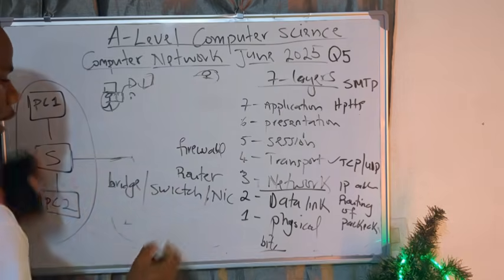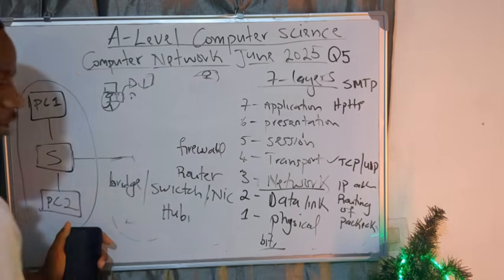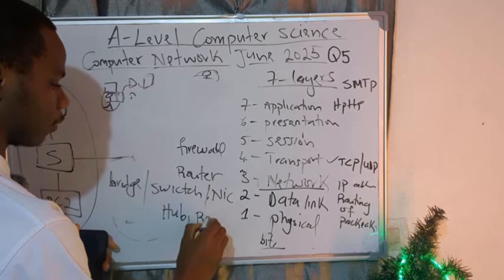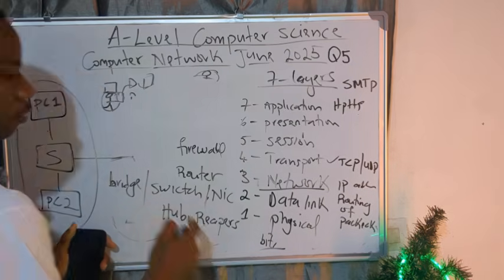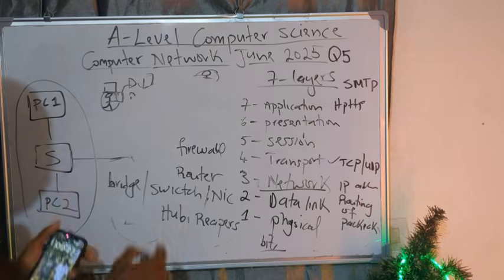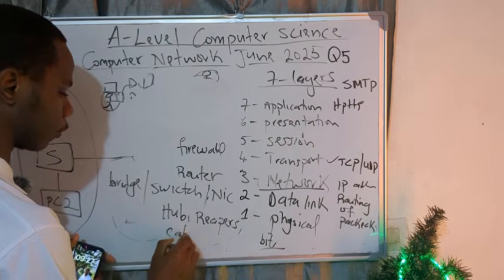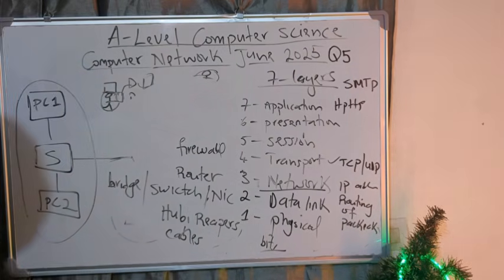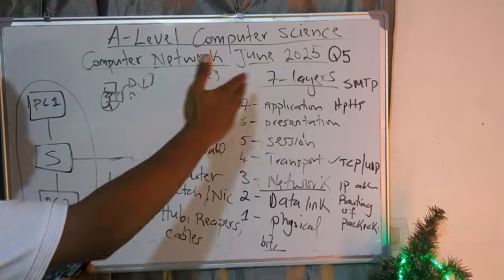At the level of the physical layer, please take note. We have the hub, we have repeaters. These are also network devices here. That's why I was saying that one very important thing in computer network is to know the definition of all these network devices. We have hub, repeaters, we have cables. Good. So please, I think I did a lot concerning all these things. So this is what you need to know concerning the OSI model.